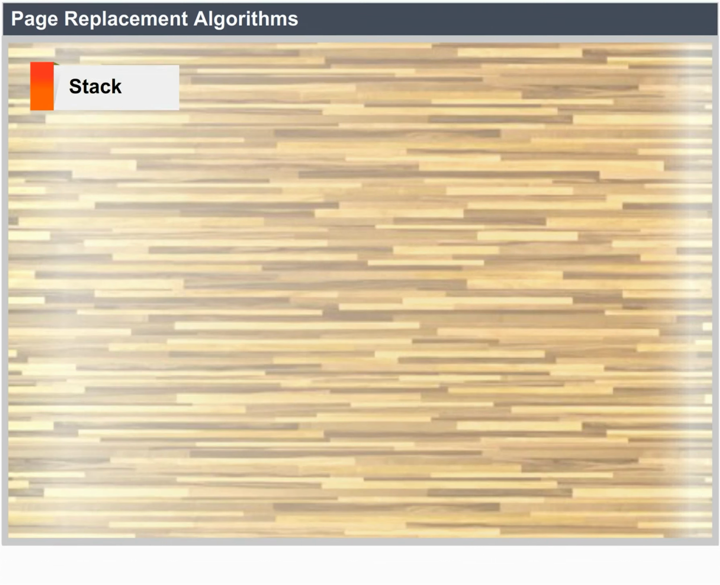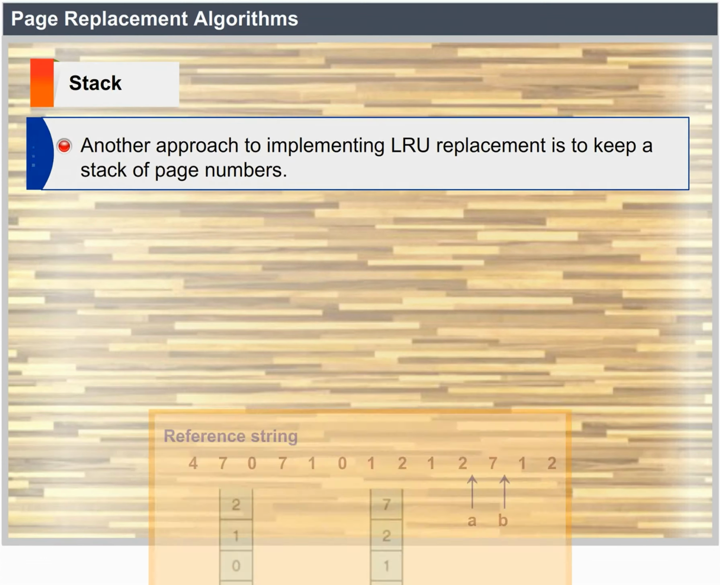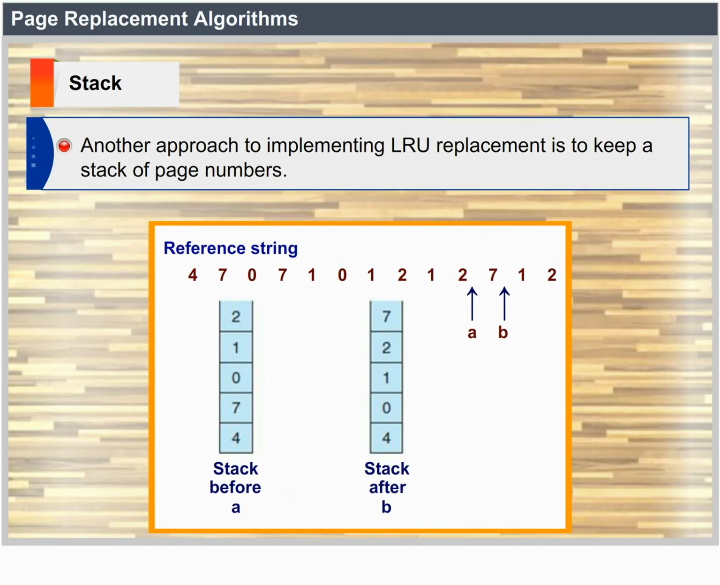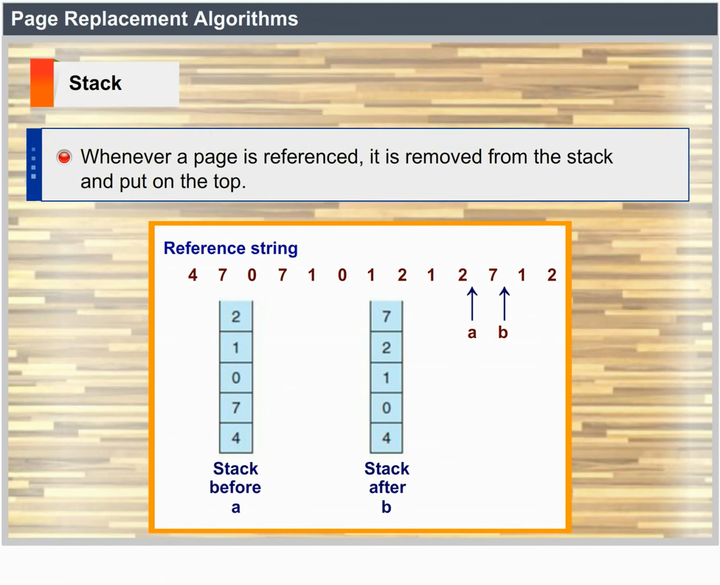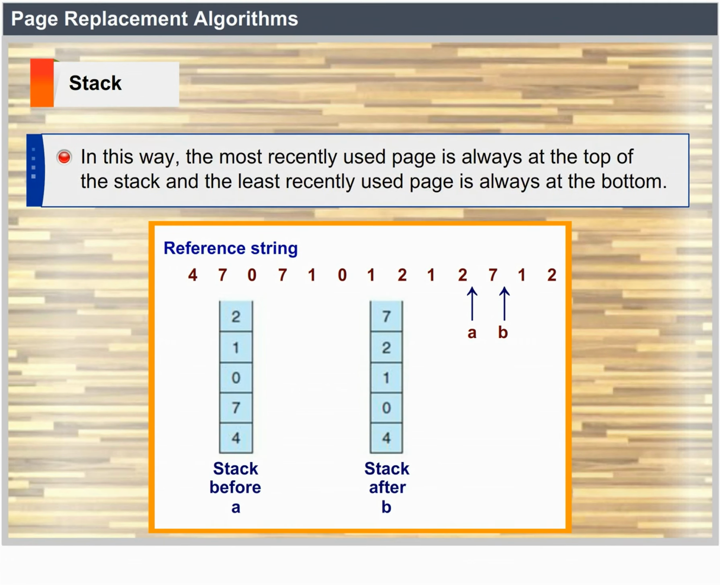Stack. Another approach to implementing LRU replacement is to keep a stack of page numbers. Whenever a page is referenced, it is removed from the stack and put on the top. In this way, the most recently used page is always at the top of the stack and the least recently used page is always at the bottom. Figure below.